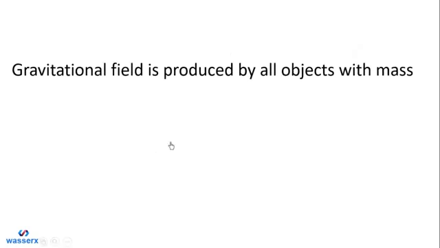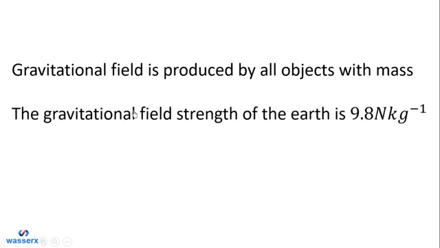Gravitational field. Gravitational field is produced by all objects with mass. So if an object has mass, then it can produce gravitational field. The gravitational field strength of the Earth is 9.8 Newton per kilogram. So gravitational field is measured in Newton per kilogram.